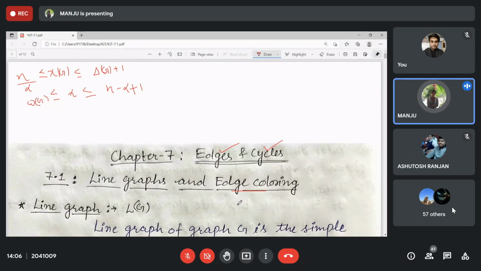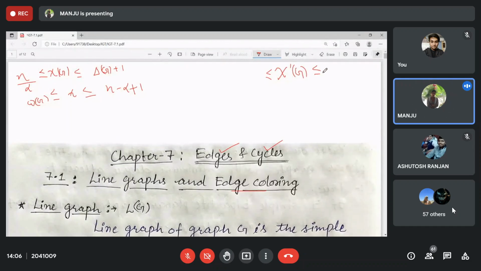Similarly, here we will be discussing edge coloring. There will be proper edge coloring, K colorable, edge K colorable. So here it is assignment of colors to the edges. And the minimum number of colors such that G is K edge colorable is your edge chromatic number, denoted by chi dash of G.